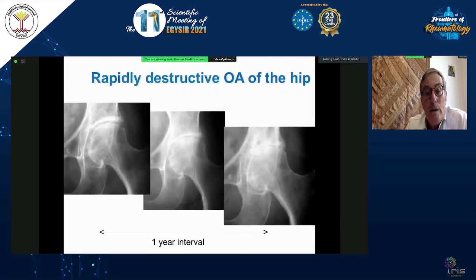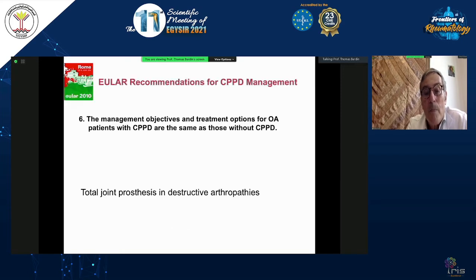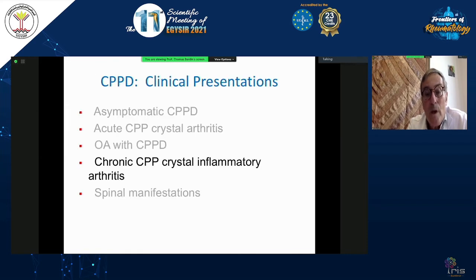of the femoral head. And Charles-Joël Menkes, years ago, also showed an association of rapidly destructive osteoarthritis of the hip with CPPD. This occurs in elderly patients, and more than half of them have CPPD of the knees, for example, or of other joints. So there is no specificity for the management of OA with CPPD. Total joint prostheses are, of course, indicated in severe or destructive arthropathies.